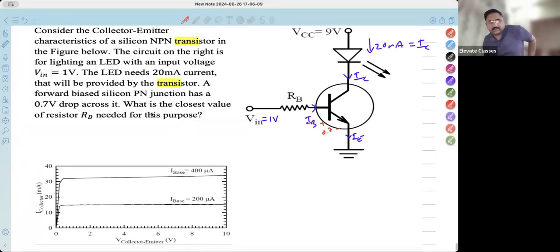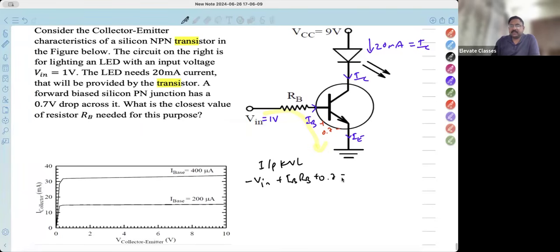And anyway, now what is the closest value of resistor RB? This is the unknown thing needed for this purpose. If we want to find out RB, we need to apply input KVL. KVL is something we have done many, many times. Simply, how do we apply KVL? Apply the input KVL. What will the input KVL be? Coming from here, -Vin plus IB RB plus 0.7 is equal to 0, because this Vin is with respect to ground. This Vin is 1 volt with respect to ground. KVL is applied from ground to ground. If I start from here, minus, then plus, and plus 0.7.